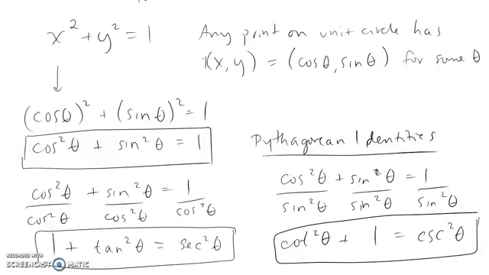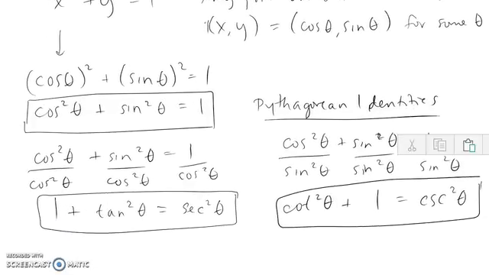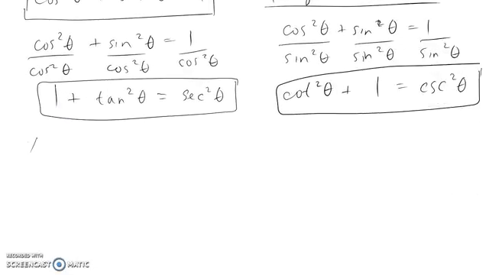Alright, so all of these Pythagorean identities, along with the reciprocal and quotient identities, are what we call our fundamental identities. You must memorize these. Okay? In the next video, we'll do some problems with these.